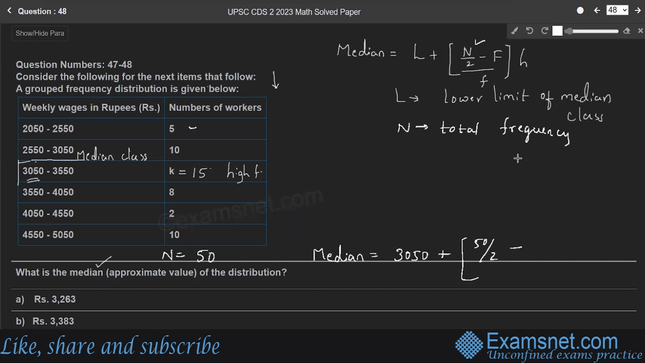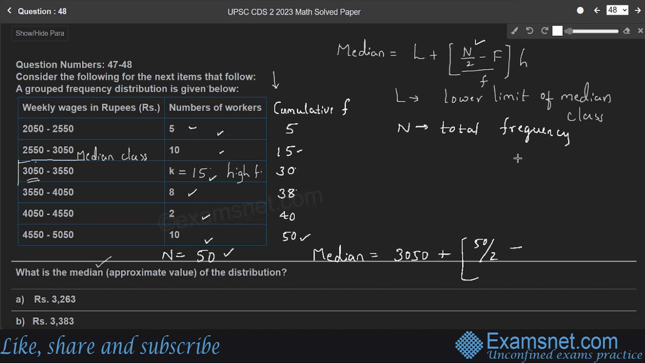It is nothing but the cumulative frequency of the class just preceding the median class. So we'll consider cumulative frequencies. What is cumulative frequency? The first frequency will be as it is, which is 5. Next cumulative frequency means first frequency plus second frequency, which is 15. 15 plus the next frequency, also 15, so when you add, you will get 30. 30 plus 8, you will have 38, plus 2, which is 40, plus 10, which is 50. The last cumulative frequency should be equal to the total frequency of the distribution.